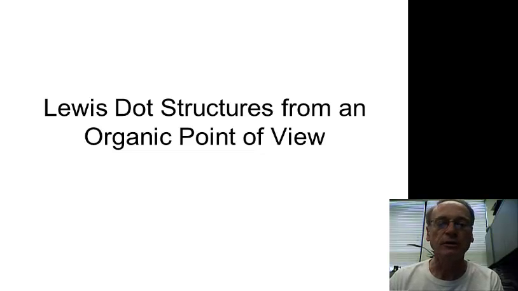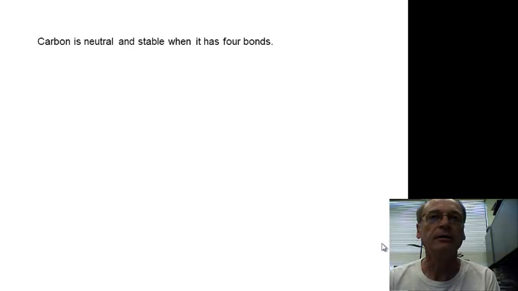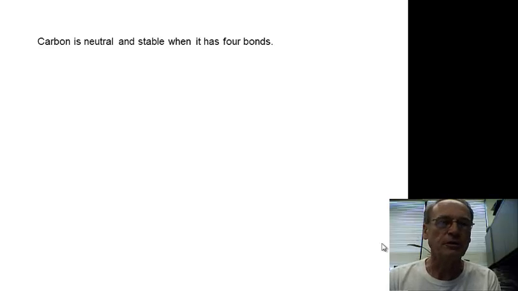In organic chemistry, we're going to look at specific atoms and how they exist in terms of their Lewis dot structure, because organic chemistry pretty much deals only with carbon, nitrogen, oxygen, and the halogens, fluorine, chlorine, bromine, and iodine, plus hydrogen, of course. So let's think about carbon first.